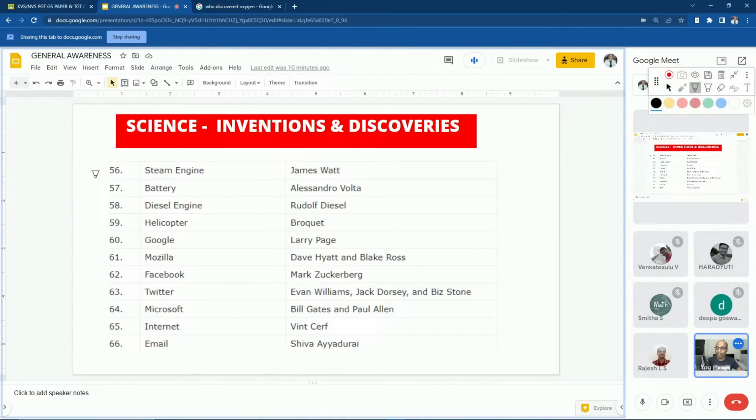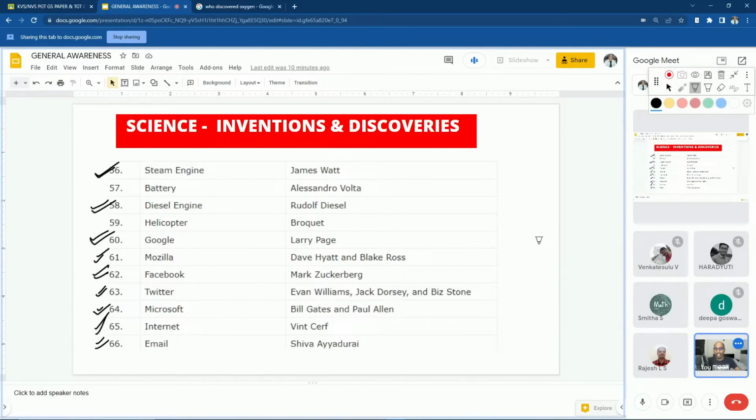Smita ma'am. Steam engine, James Watt. Battery, Alessandro Volta. Diesel engine, Rudolf Diesel. Helicopter, Breguet. Google, Larry Page. Mozilla, Dave Hyatt and Blake Ross. Facebook, Mark Zuckerberg. Twitter, Evan Williams, Jack Dorsey and Biz Stone. Microsoft, Bill Gates and Paul Allen. Internet, Vint Cerf. Email, Shiva Ayyadurai.